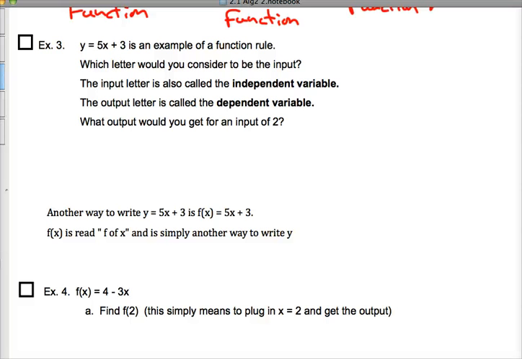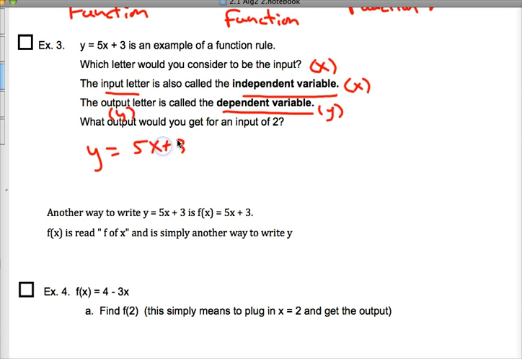The input letter is called the independent variable. But here we plug into x. That makes x our independent variable. That's doing what it wants. It's independent. The output letter, which would be y, is the dependent variable. It depends on what we plug in. You get y depending on what you plugged in for x. So that's independent, dependent. What output would you get for an input of 2?